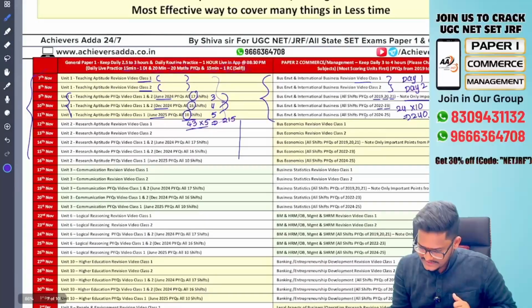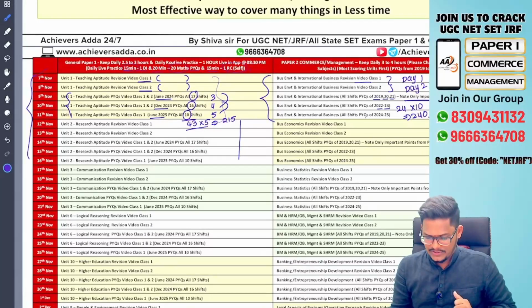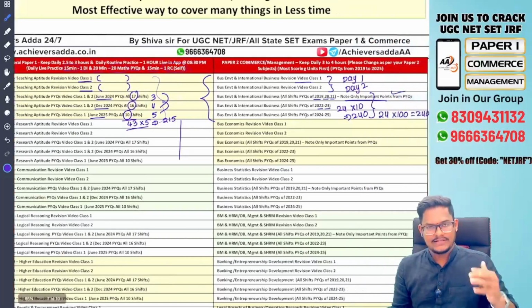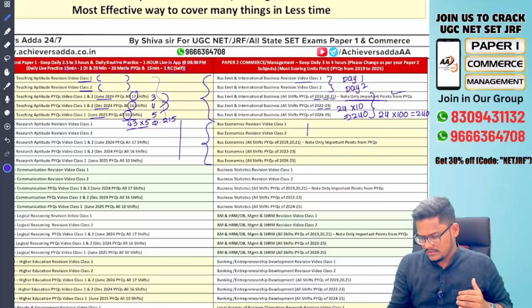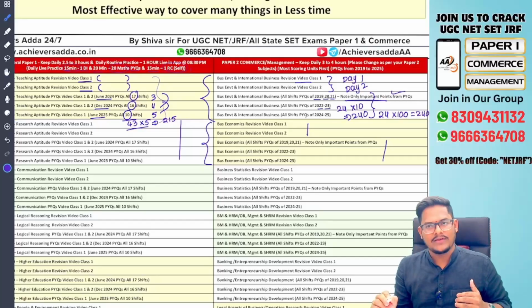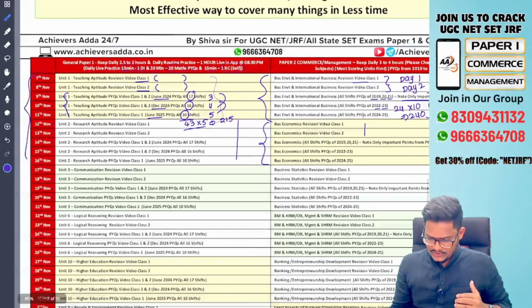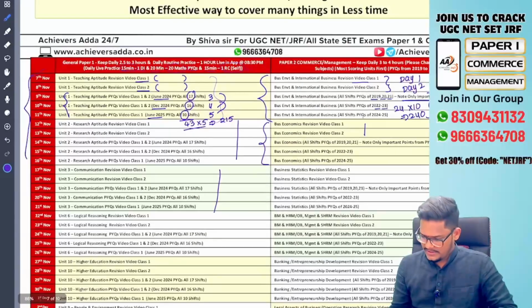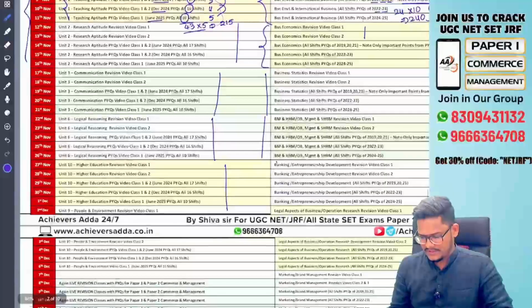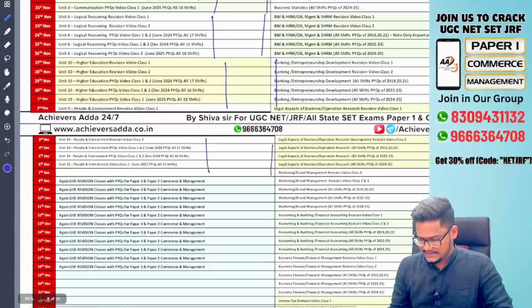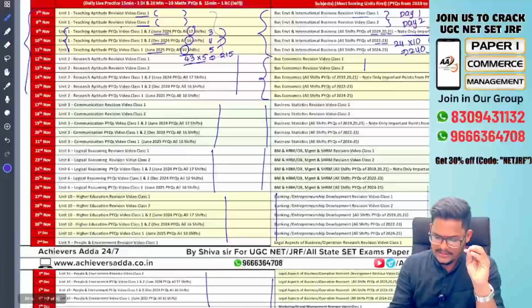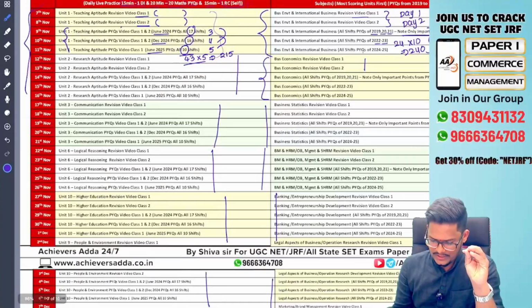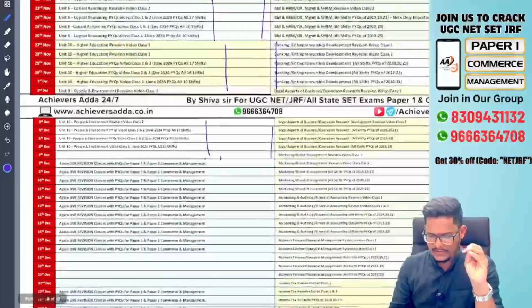Next 5 days, unit 2 research aptitude till 16 November in paper 1, and here another unit of paper 2, 2 days theory classes, 3 days PYQ, again another unit. So after completing that, third unit, here also third unit, here fourth unit, here also fourth unit, here fifth, here fifth, here sixth, here sixth. And almost how many units are completed? Teaching, research, communication completed, LR, higher education, people and environment completed.